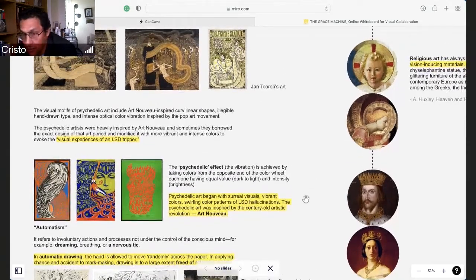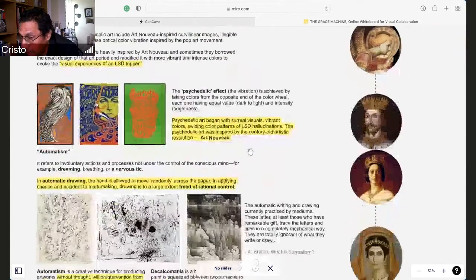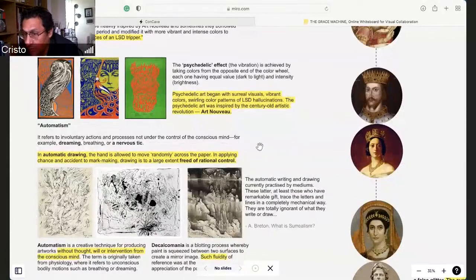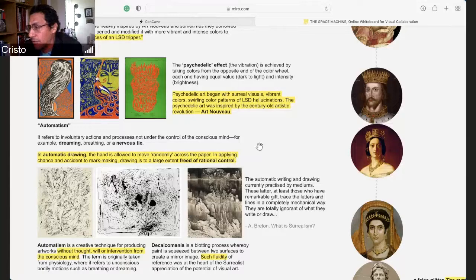And this links us to the psychedelic art that began with these surreal, visual, vibrant colors, swirling color patterns of LSD hallucinations, and inspired mainly by Art Nouveau. We have this modified with more vibrant and intense colors, these posters, right? To evoke the visual experience of an LSD tripper. So these are psychedelic posters from the 60s.